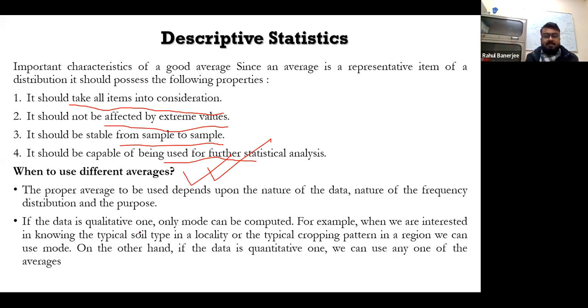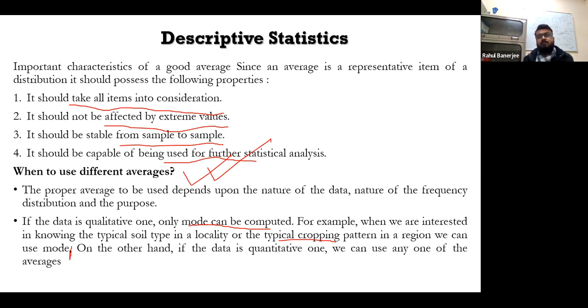As I told you, if the data is qualitative, then only mode or median can be computed. When we are interested in knowing, say, the soil type in a locality or the typical cropping pattern in a region, we can use the mode, because we need to find out which cropping pattern is more predominant in that particular region. We need to find out which particular soil type is more predominant, whether it is a sandy soil, a loamy soil or a clayey soil. So in those situations, we need to find out the mode.